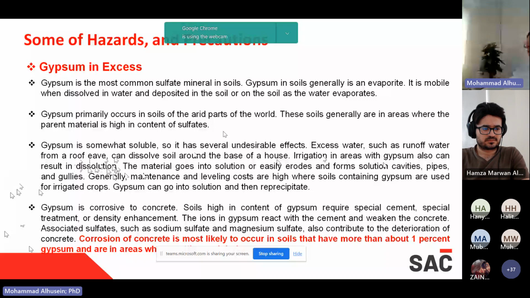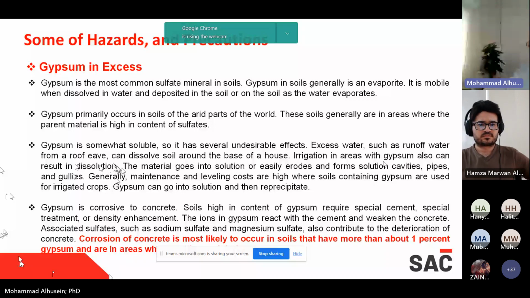Gypsum is corrosive to concrete. Also, gypsum is a dangerous material to concrete. Soil high in gypsum requires special cement, special treatment, or density enhancement. The ions in gypsum react with the cement and weaken the concrete. Associated sulfates, such as sodium sulfate and magnesium sulfate, also contribute to the deterioration of concrete. Corrosion of concrete is most likely to occur in soils that have more than about 1% gypsum and are in areas where gypsum dominates.